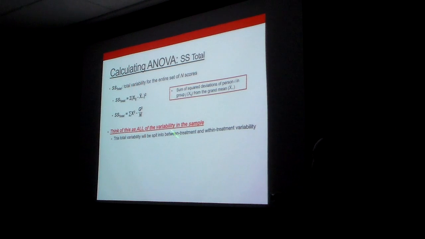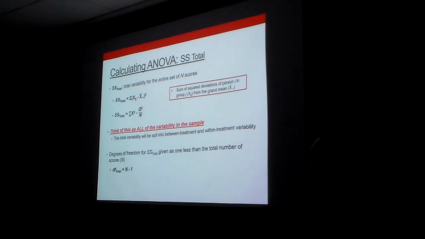All right. So again, think of this as all the variability in the sample, the total of the variability. This is the within. This is the between. This is the 100% of the pie that we're going to go through and start to separate into between and within stuff.